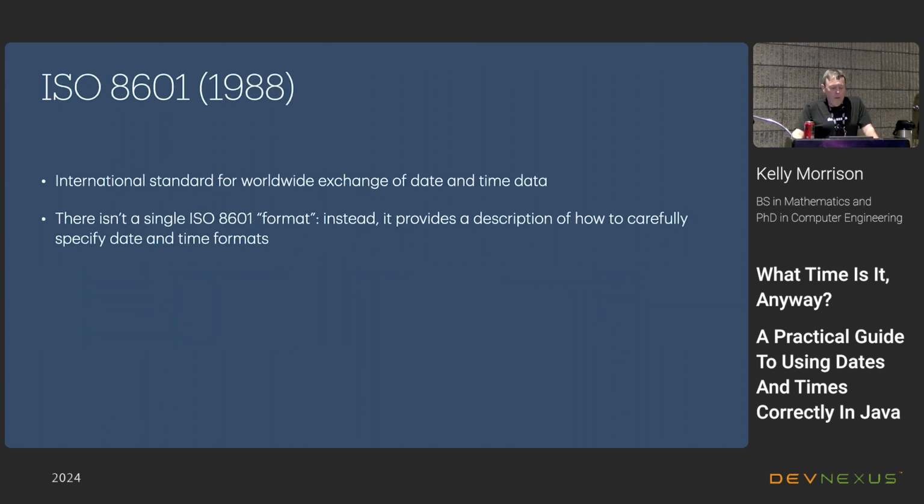Then we get to ISO 8601. And if you've ever worked on a project where you had to do anything with dates and times, you're probably familiar with this. It's basically an international standard. It says how we describe dates and times and time zones so that we can interchange information around the world. And there really isn't a single format. You'd think it'd be something like YYYY-MM-DD, whatever. It's more like a programming language for describing dates and times. There's a zillion different ones.